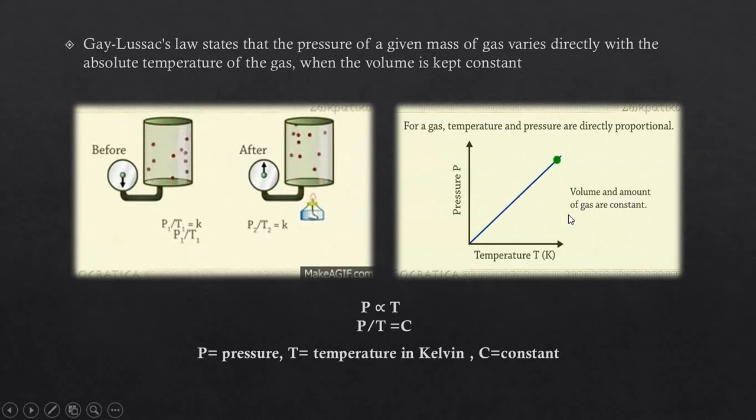Volume and amount of gas are constant here. P is the pressure, T is the temperature in Kelvin, and C is a constant. Mathematically, P is directly proportional to T. By removing the proportionality sign, we have introduced a constant C.